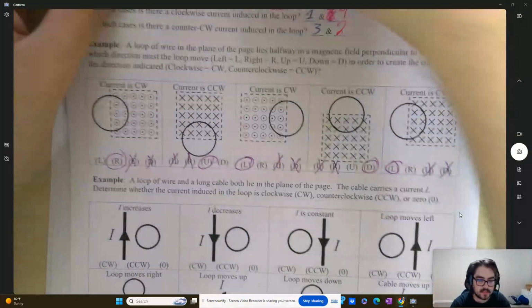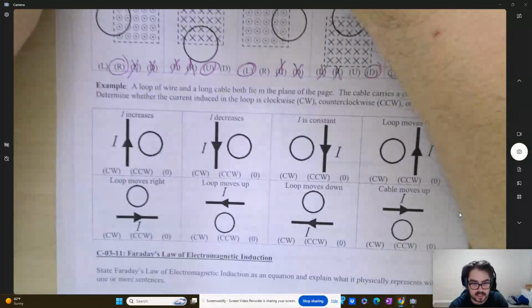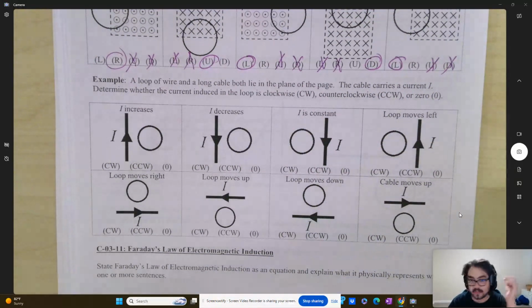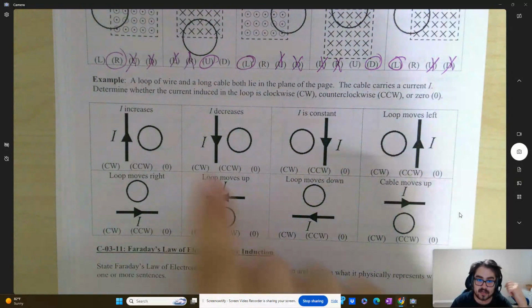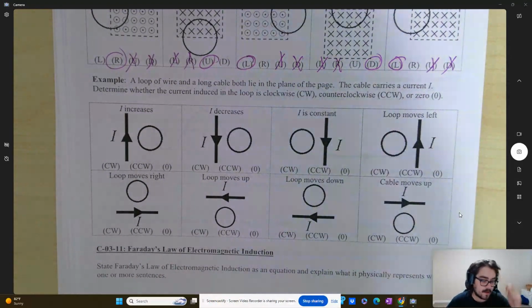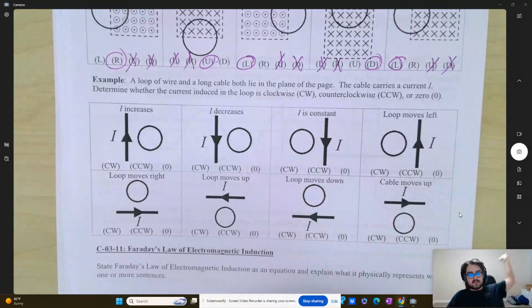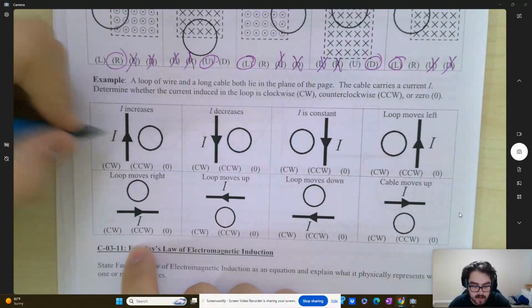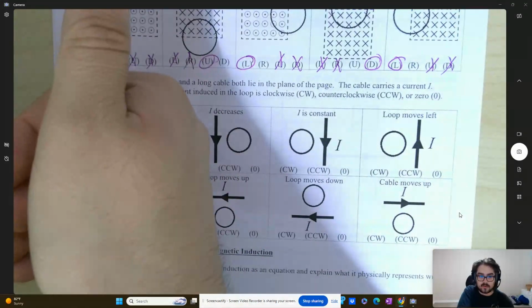Okay, and then here's another example. The last example for this section is a loop of wire and a long cable both lie in the plane of the page, okay? The cable carries a current I. Determine whether the current induced in the loop is clockwise, counterclockwise, or zero. Okay, so this is kind of a two-step example here where you have to figure out the current from each of the wires. So you would use your grasp rule for each of the wires, okay?